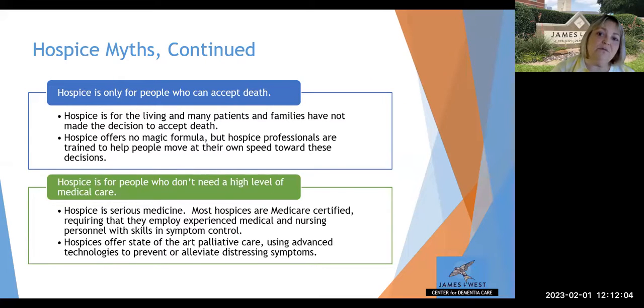And many people who go on hospice, especially the families, have not made the decision that they are accepting death. That's part of what the hospice team helps them do. Hospice is for people who don't need a high level of medical care. That's most definitely a myth. Hospice is a very serious, high level of medical care. They are the best at that palliative care, symptom management, and pain control.